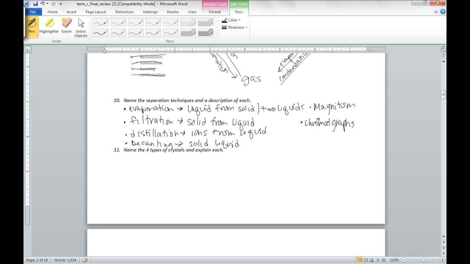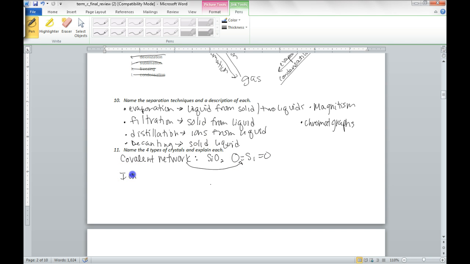Next is naming the 4 types of crystals and explaining each one. The first one is going to be covalent network. Say if we have silicon dioxide, this is going to form a network of crystals between these 2 atoms.